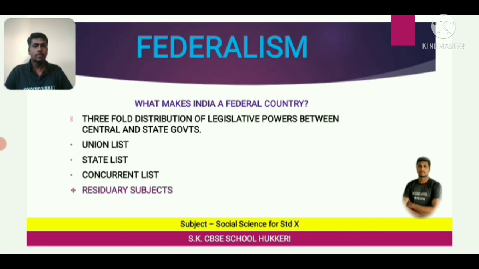So hope you have understood. The next concept, we will learn in the next class. The next concept is how is federalism practiced in India? So this topic of federalism in practice we will learn in the next class. Hope you have understood what makes India a federal country and about the three lists and the residuary subjects.